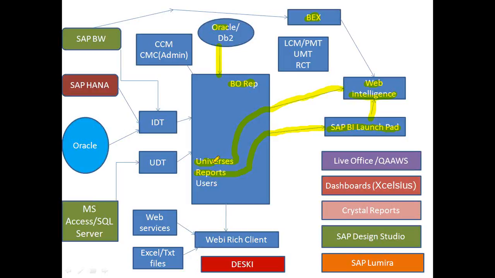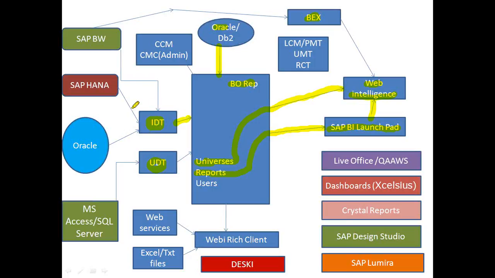Universe is a semantic layer between the source system and the report developer. To develop a universe, we need BO client tools, which are the IDT, Information Design Tool, and the UDT, Universe Design Tool. UDT is a very old version tool, though we have a latest version as well in 4.1. The IDT was newly introduced in 4.0. If you know defining the universe with the UDT, it is similar in the IDT as well, but there are some new features added in the IDT.